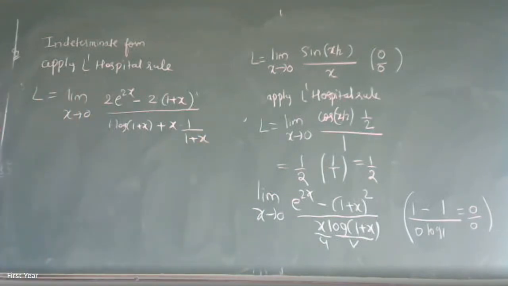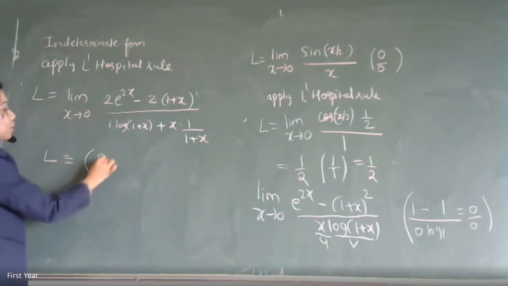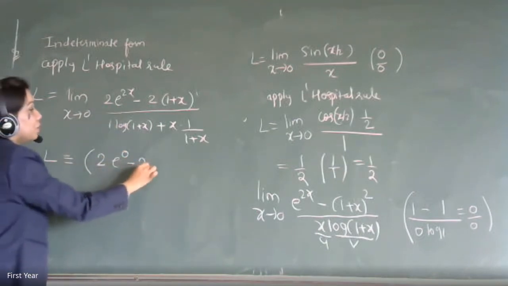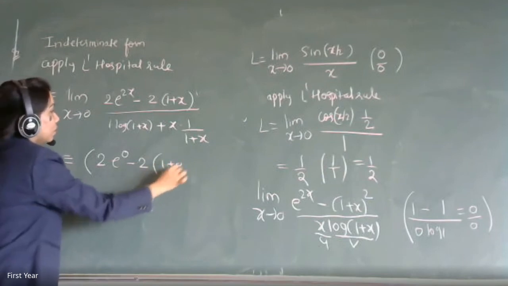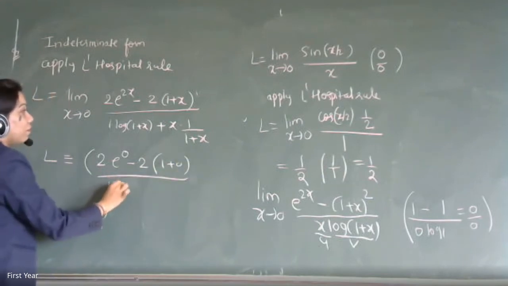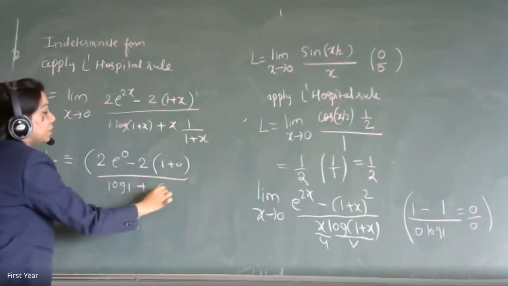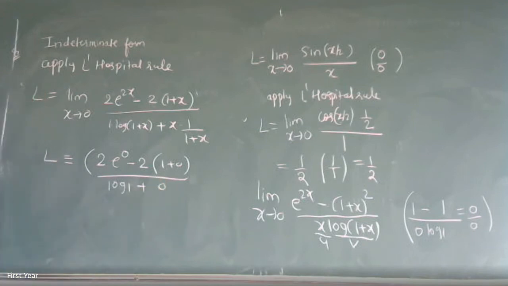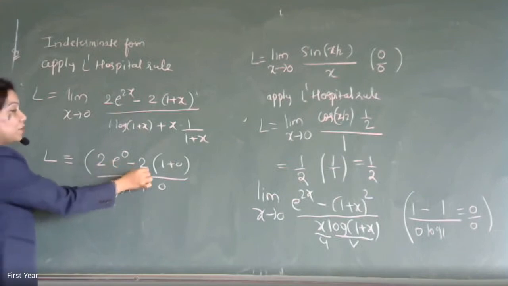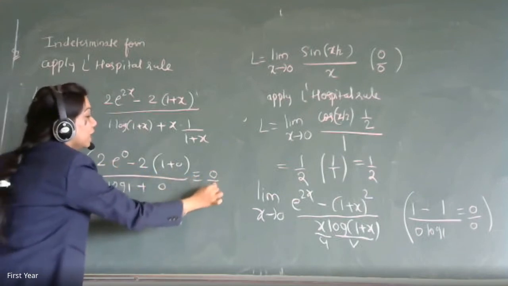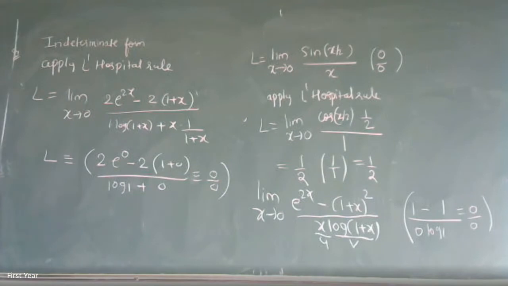Is it okay? So check now what is the form again. L becomes equivalent to 2 e raised to 0 minus 2 into (1 plus 0), divided by log of 1 plus 0 directly, which is 0. Log of 1 is 0, plus 0. e raised to 0 is 1. 2 minus 2, again this is taking 0 by 0. Is it okay? Everyone? It is 0 by 0 form. So again you have to apply this. So again apply.